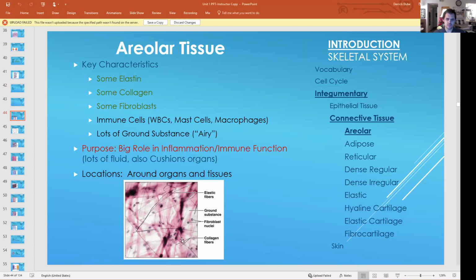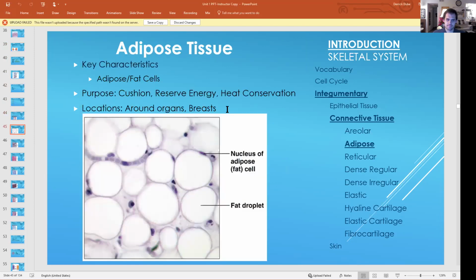So it's going to play a big role in inflammation, and this is actually where you'll get that fluid that goes into the lymph or out from the lymph. This tissue is really where all that fluid is going to cause inflammation. When you get an area that bulges, your areolar tissue is actually what's receiving all that fluid, all that water content, to make it bigger. So you're going to find that around organs and tissues.